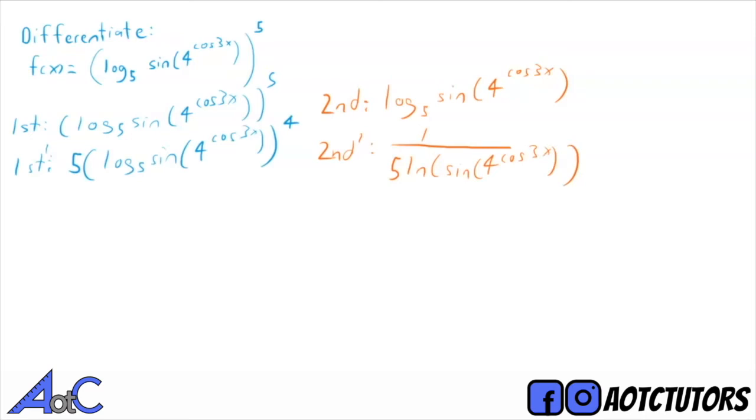All right, now we need to keep on going. Let's change our color again. Now we need to take the derivative of our third function. The first function was the polynomial, then the second function was the log. If I keep going further in, the next function I would have to deal with is this sine function. So the third function is the sine part: sine of 4 to the power of cos 3x.